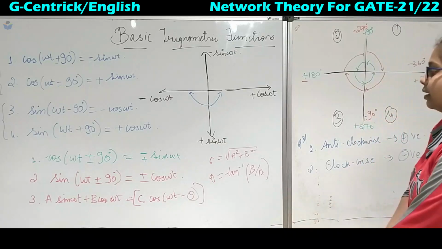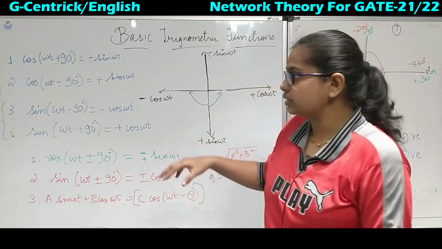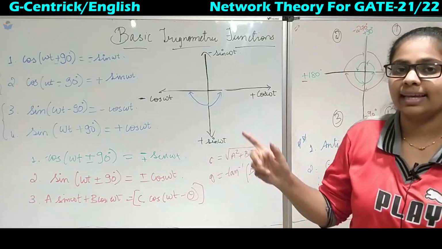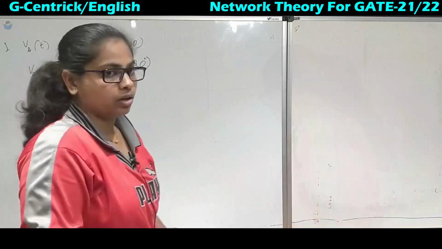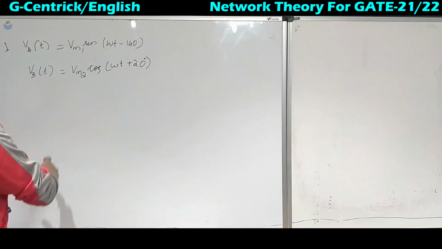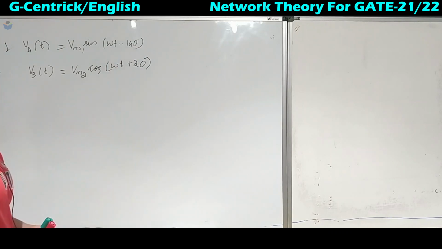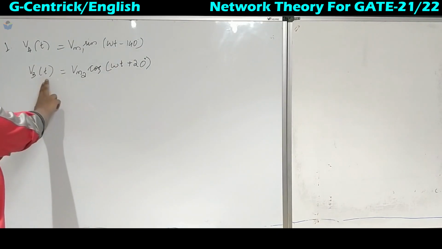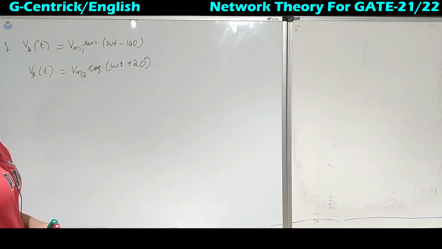So now we will take up one question keeping this as a reference, and we will analyze the angle, whether it is positive or negative, and how we can draw it. This question is given to us: VA of t is Vm1 sin of omega t minus 140 degrees, and VB of t is Vm2 cos of omega t plus 20 degrees.